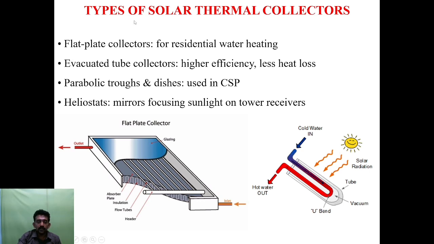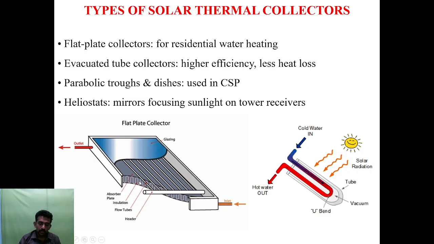Types of solar thermal collectors: flat plate collectors. It is mainly used for residential water heating. This is the schematic of a flat plate collector. It has an absorber plate, insulation, flow tubes, and a header.